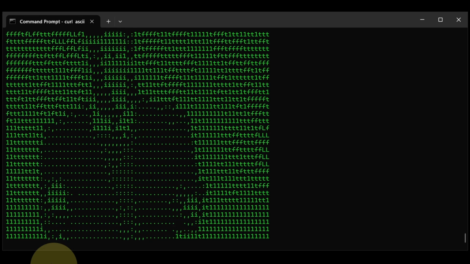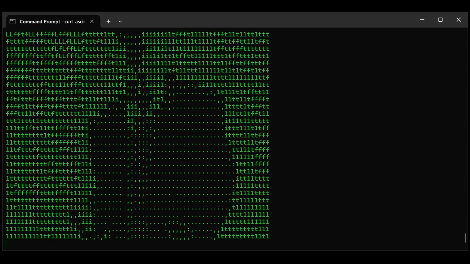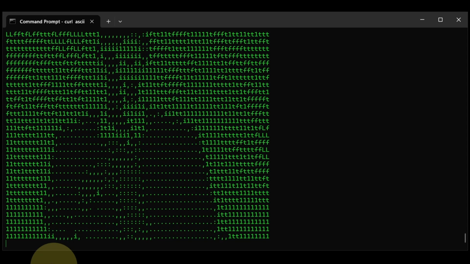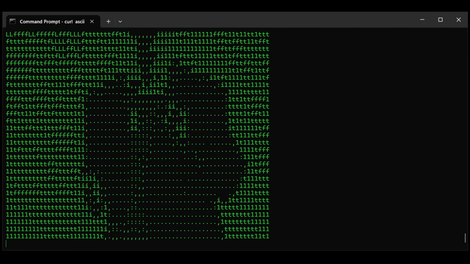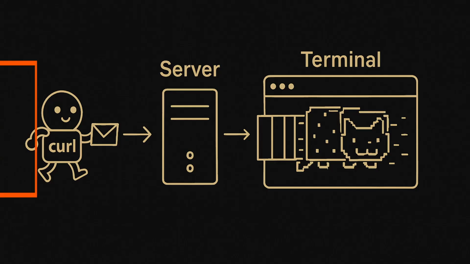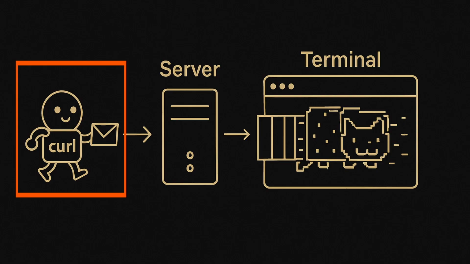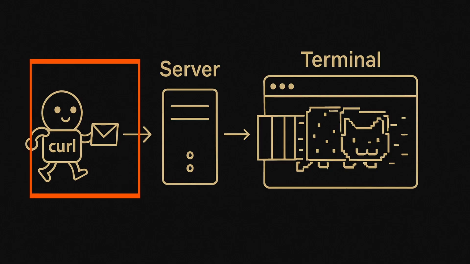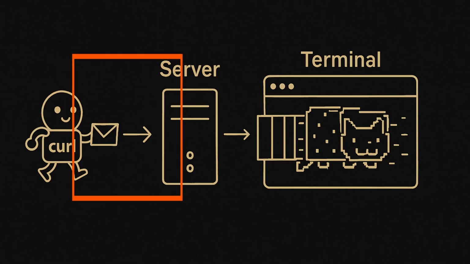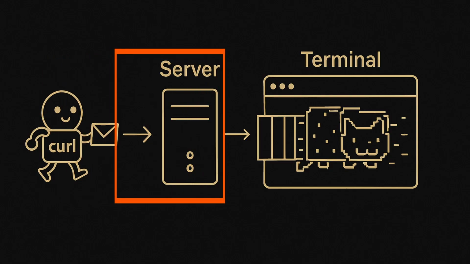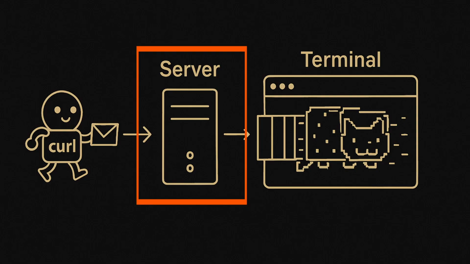That's not launching software, it's asking a server for data, like typing a URL into your browser, but from your terminal. Curl stands for Client URL. It's a command line tool that lets your terminal fetch data from servers using internet protocols like HTTP, HTTPS, and more. When you run that command, your terminal sends an HTTP GET request to the server, just like your browser does when you visit a website.